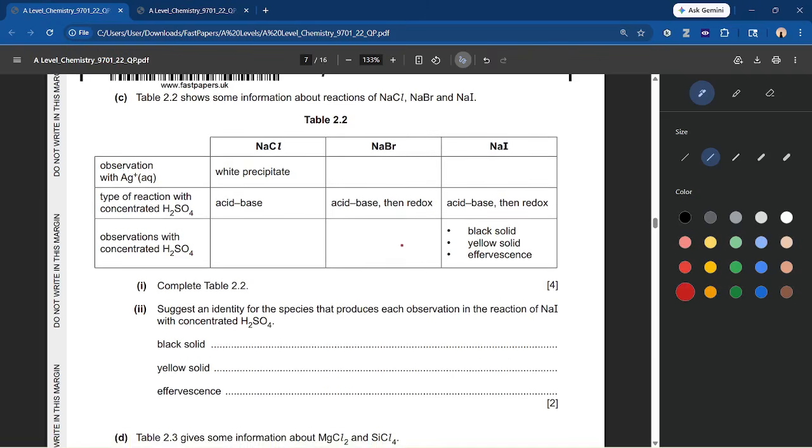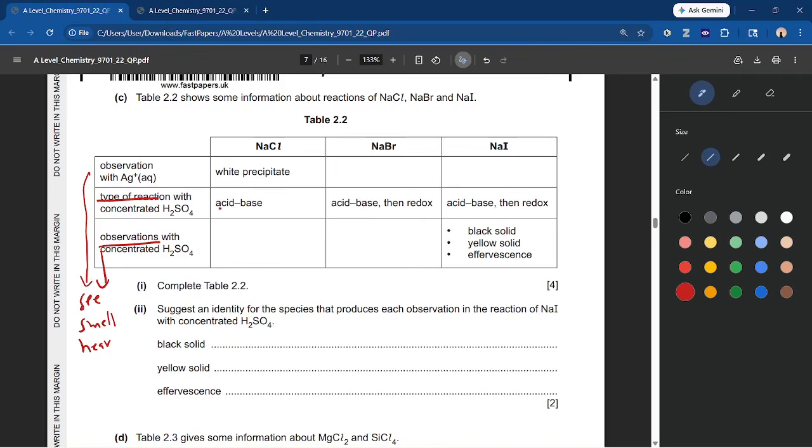Table 2.2 shows some information about the reactions of sodium chloride, sodium bromide, and sodium iodide. They say what happens when it's reacted with silver, and what happens when it reacts with sulfuric acid. One is what type of reaction, but this is already filled up, so we don't need to worry about that. And what are your observations? Observation is what you see, smell, or hear. So keeping that in mind, let's move forward. Observation, again, is the same thing over here: what you see, smell, or hear.